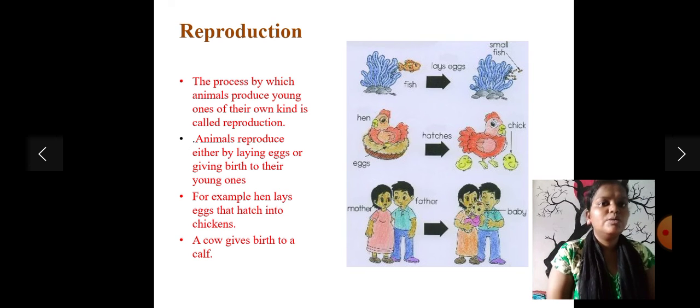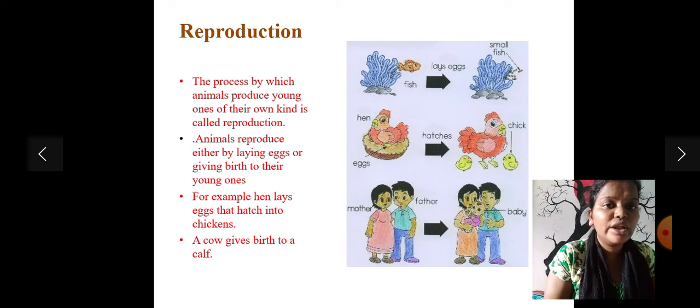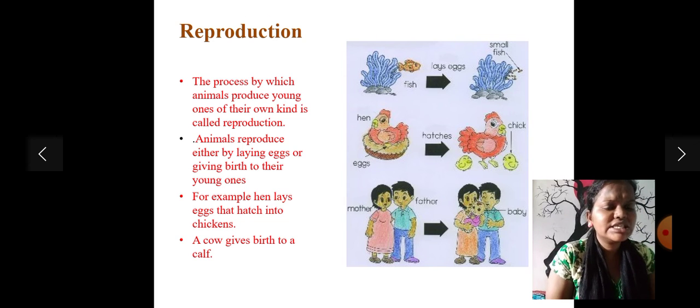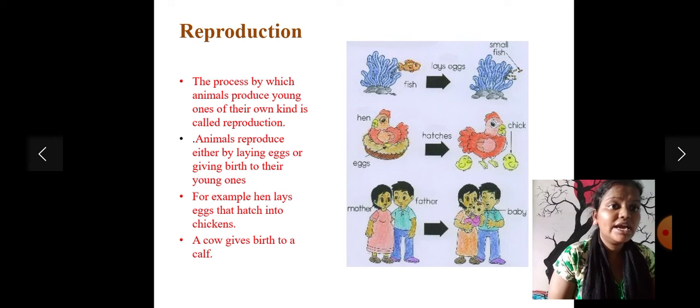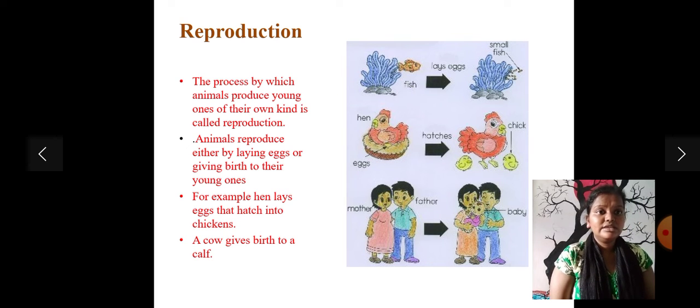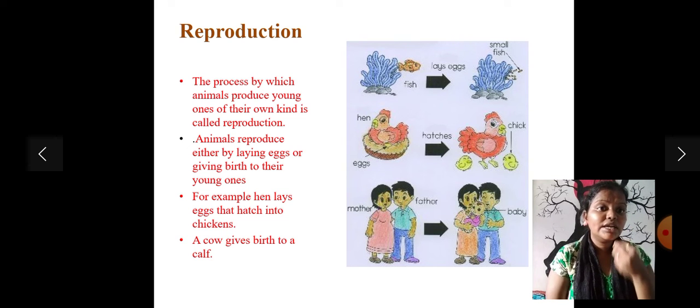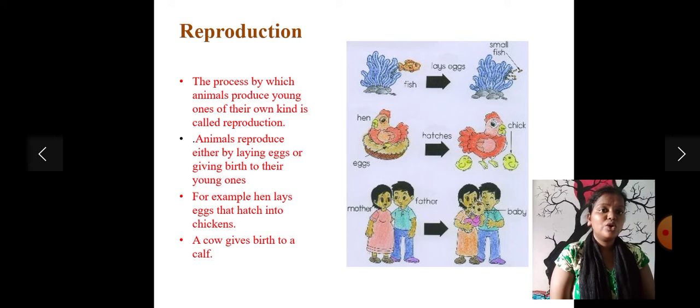Reproduction is the process by which animals produce young ones of their own kind. In this picture, what can you see? A hen lays an egg, then the egg hatches into a chick or rooster. Okay, the chicken is what we are eating. This is called reproduction. The egg hatches into a chick. This is called reproduction.